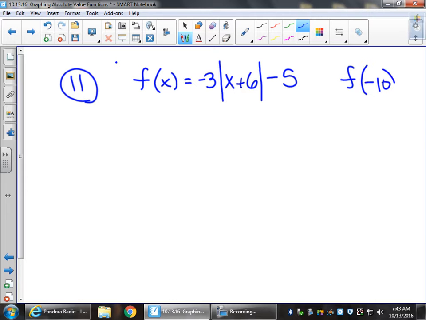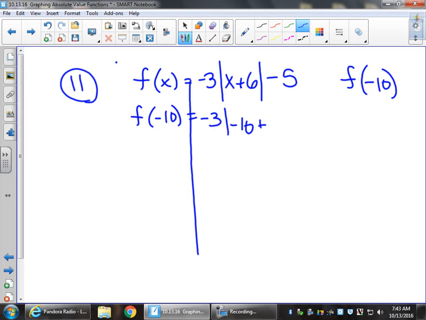Good. Is this giving you an input or an output value? Input, meaning you have something for x or something for y. Right. So we're going to come over here and say f of negative 10 equals negative 3. So wherever I see x, we're substituting in negative 10. That doesn't look like a negative 10. Let's fix that.